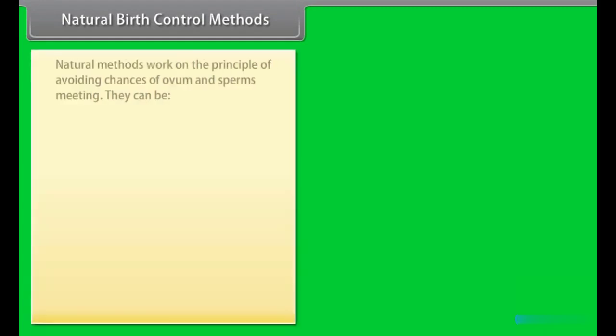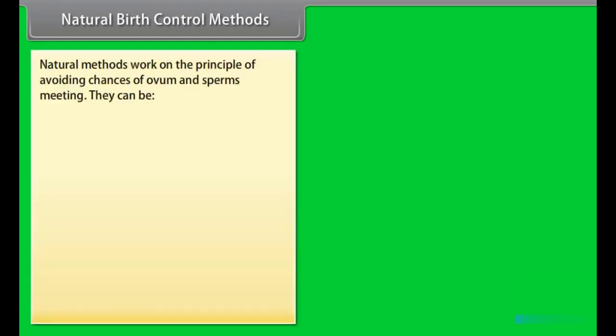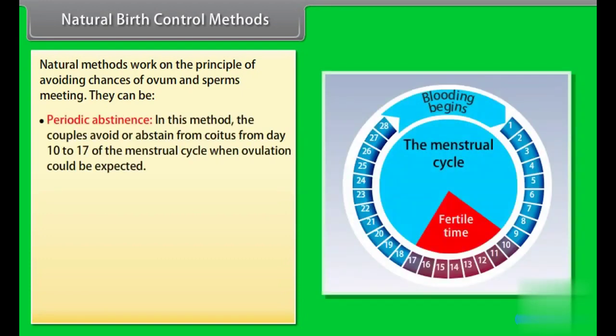Natural birth control methods. Natural methods work on the principle of avoiding chances of ovum and sperms meeting. They can be periodic abstinence. In this method, the couples avoid or abstain from coitus from day 10 to 17 of the menstrual cycle, when ovulation could be expected.